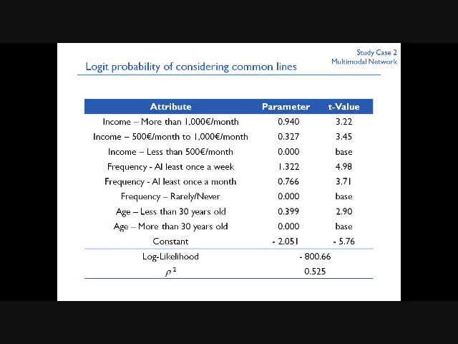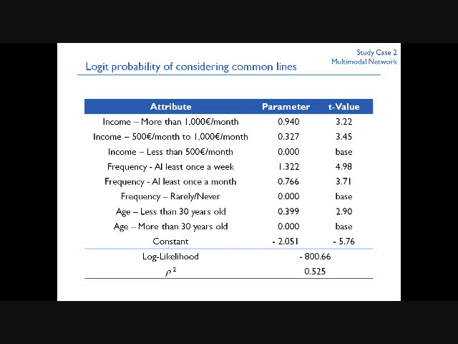We explain the probability of considering common lines through a logit model that considers socioeconomic characteristics of the individuals. So what we have here are the parameters of the probability of considering common lines. We included the income, the frequency of the trip, and the age as explanatory variables. What we can see is that the higher the income, the more likely the individual is to consider common lines.